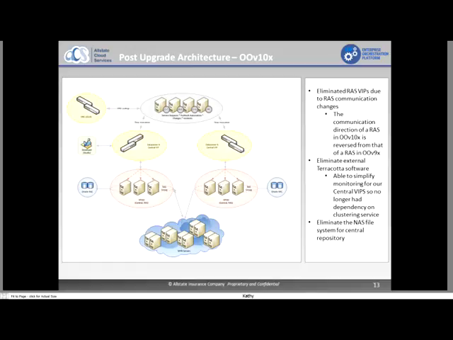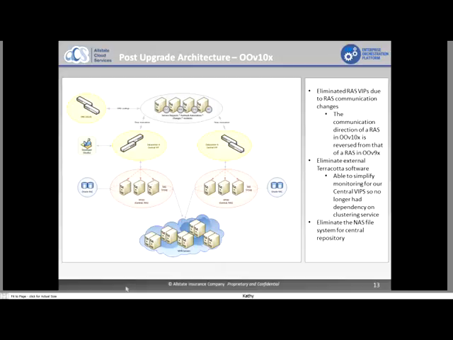The move of the central repository to a database improves central performance because there is no need for central to communicate with both a shared file system and a database like it was in 9. As I mentioned, after the upgrade to 10, we no longer need VIPs for RASes because of the support for a group mechanism. That simplified our monitoring for our central VIPs, and we no longer have a dependency on Terracotta.